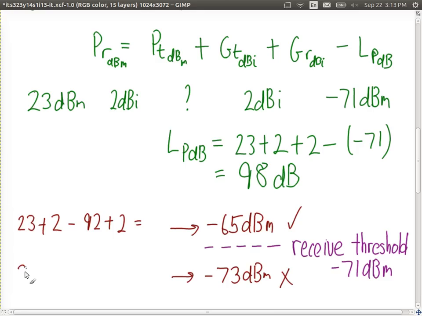But if the path loss was something else, like 100, so we subtract 100 here, we'd get minus 73. 23 is the transmit power. The gains of each antenna, 2 and 2, minus the path loss becomes what? 27 minus 100 is minus 73. So the maximum path loss that we can accept is 98 dB. Anything higher than 98 means we won't be able to receive.